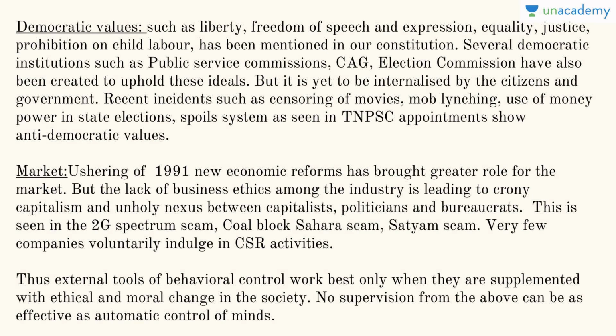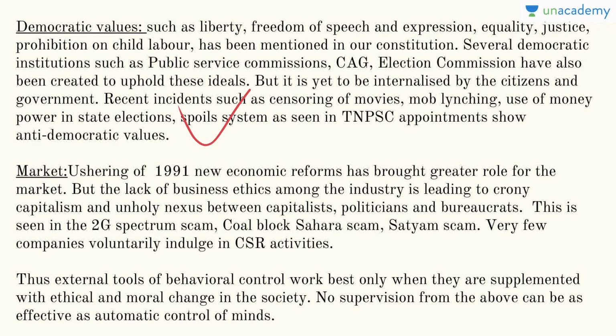Second point, let's talk about democratic values like liberty, freedom of speech and expression, equality, justice, prohibition of child labor, which have already been mentioned. There are so many democratic institutions like public service commissions, CAG, election commission, but citizens and government have not internalized it. And as you can see, a lot of incidents, censoring of movies, mob lynching, lynching of rationalists, use of money power in state elections, spoil system as seen in TNPSC appointment, show the anti-democratic values.